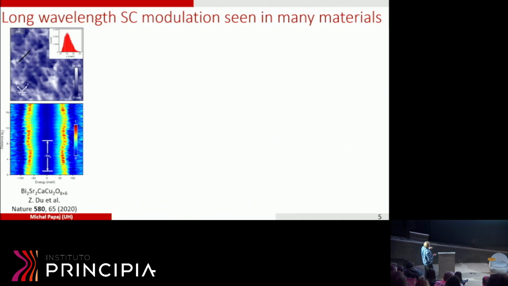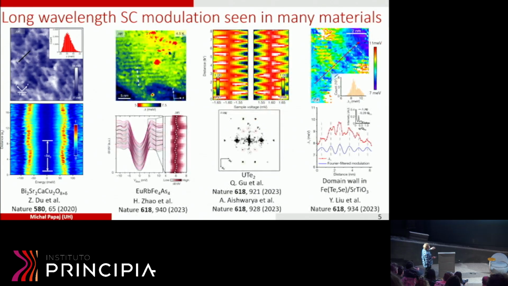And after those results, we had multiple different material classes that exhibited this modulation of the superconducting gap. So we had iron superconductors, we had uranium telluride, and sometimes the results can be seen in the bulk, and sometimes you need something particular like a domain wall in iron telluride selenide on STO. So already observed in many cases.